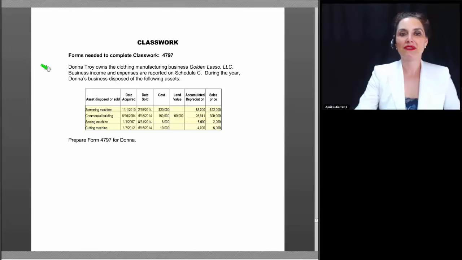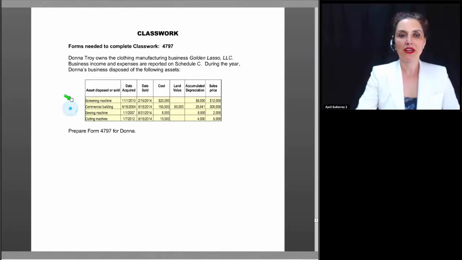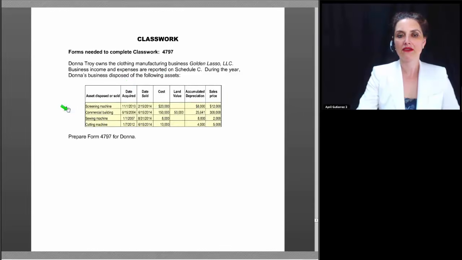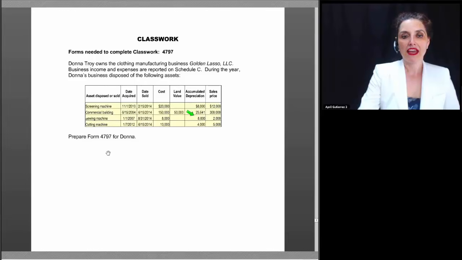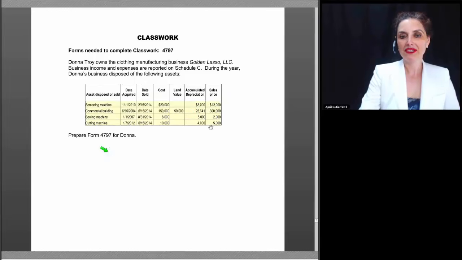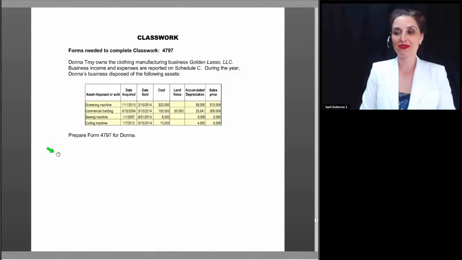Donna Troy owns the clothing manufacturing business, Golden Lasso, LLC. And business income and expenses for this business are reported on Schedule C. During the year, Donna's business disposed of the following assets, and we're showing you what those assets were, her cost in the assets, the holding period of the assets. Note here that she has a commercial building that cost $150,000, and of that $150,000, $50,000 is for land. We also show the accumulated depreciation, and your job is to take the sales price and use all of this information to prepare a Form 4797 for Donna.